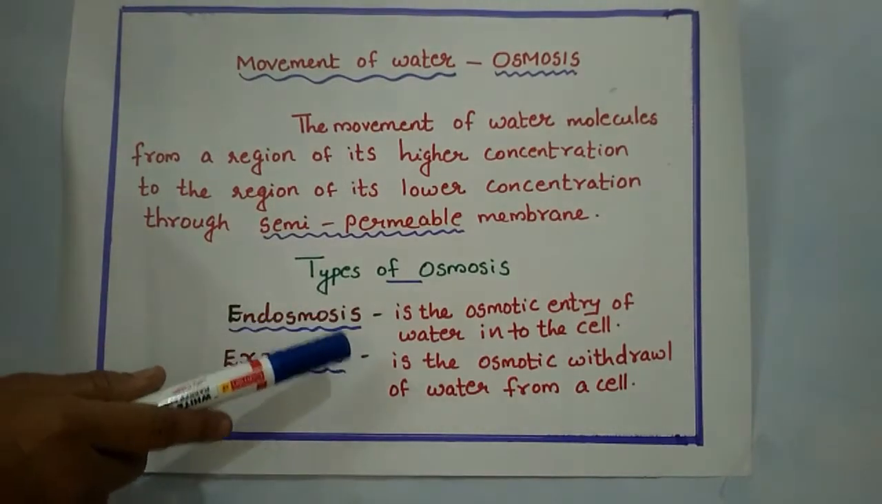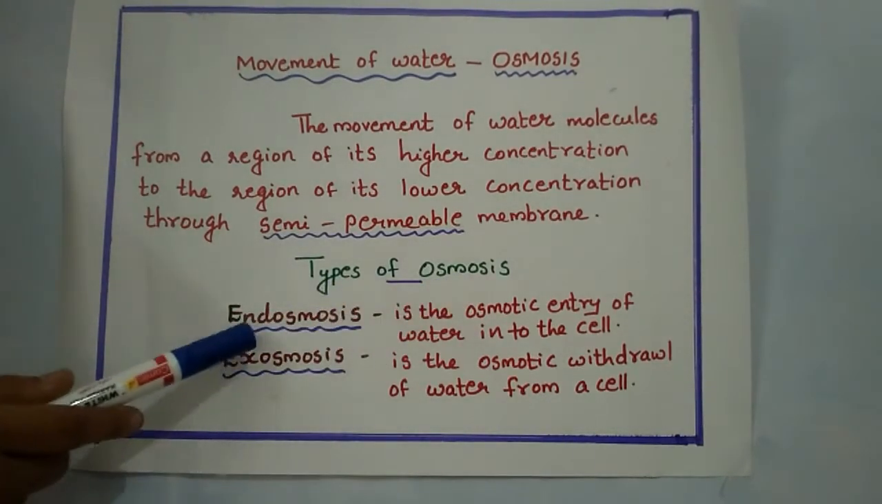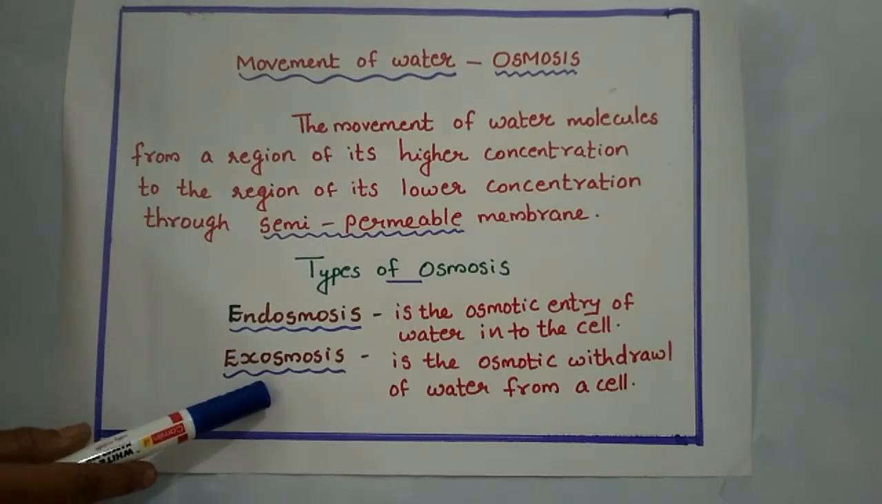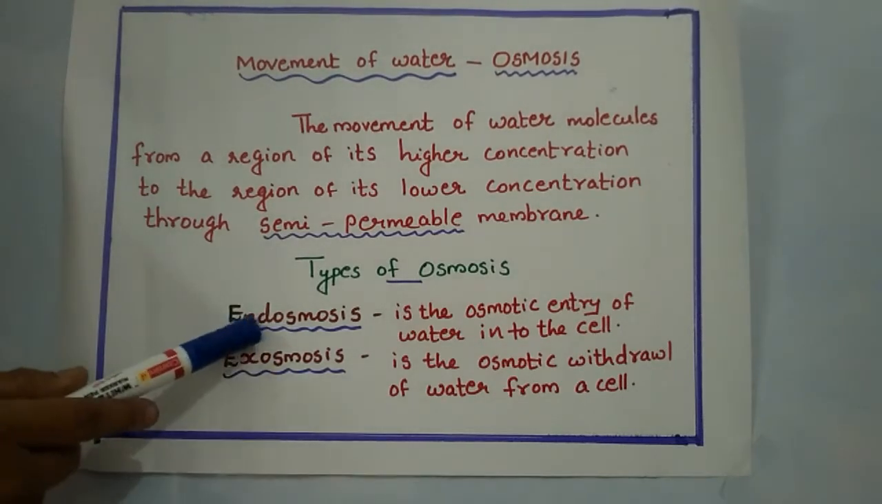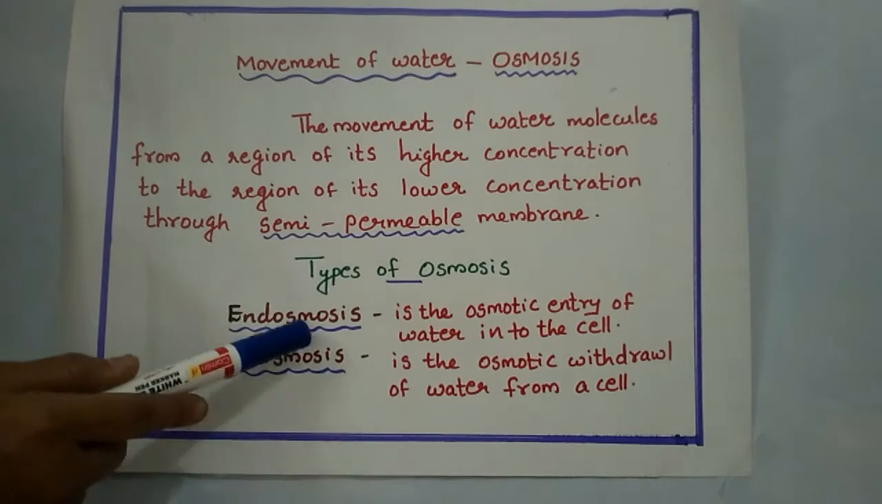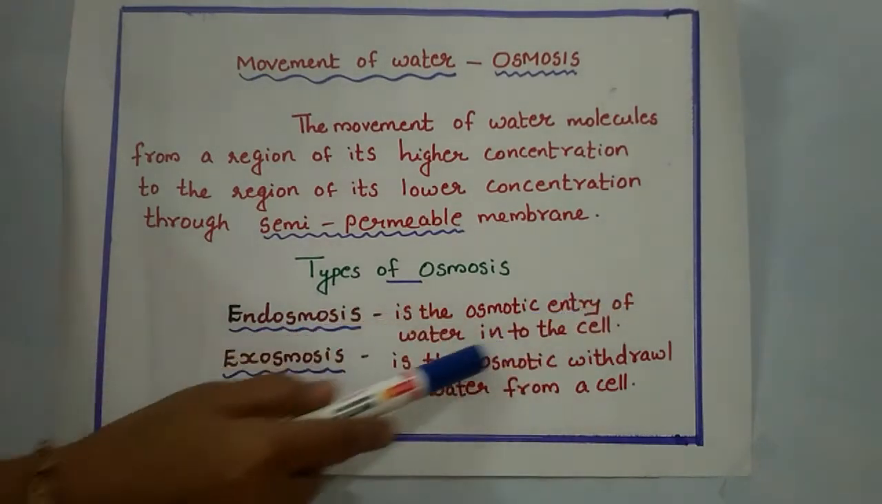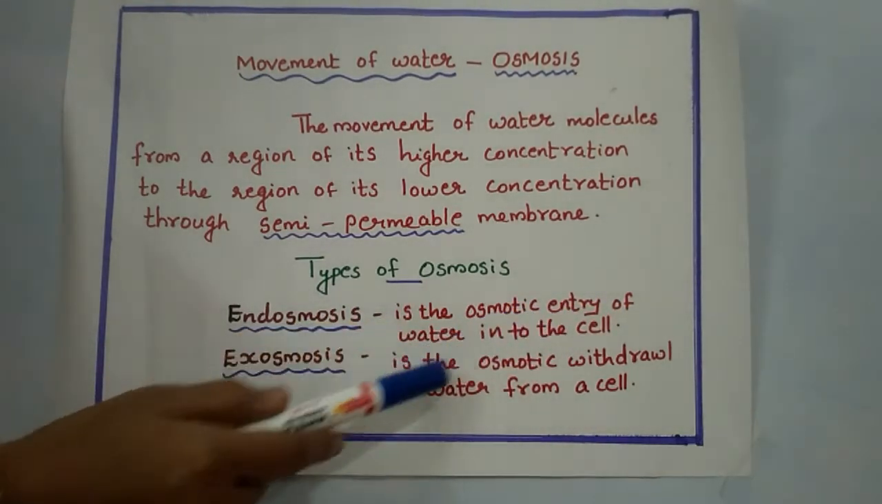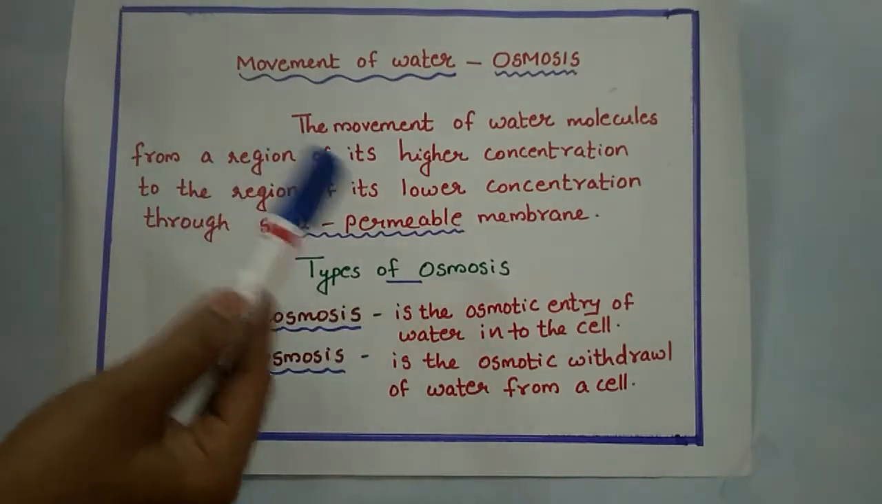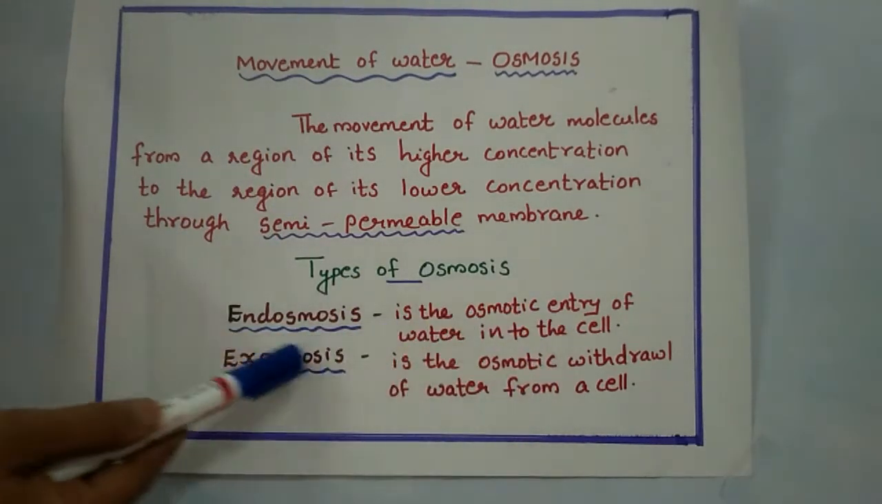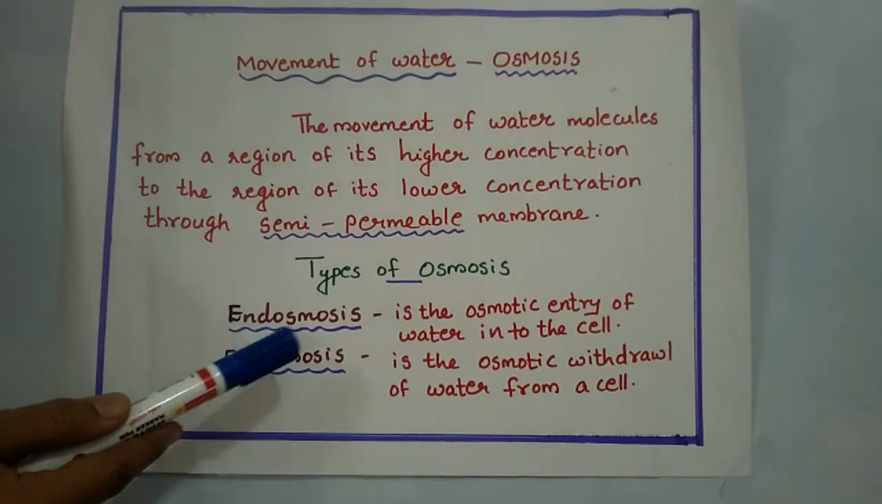Then there are two types of osmosis, endosmosis and exosmosis. Then what is endosmosis? That is the osmotic entry of water into the cell. That means if water molecules are entering into the cell, then that osmosis is called endosmosis.